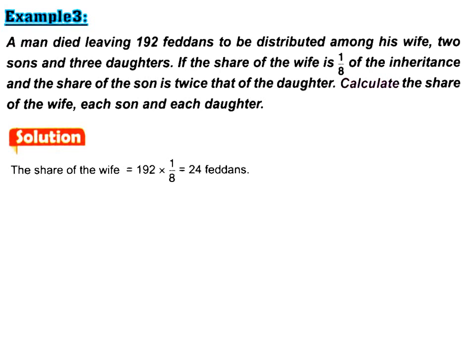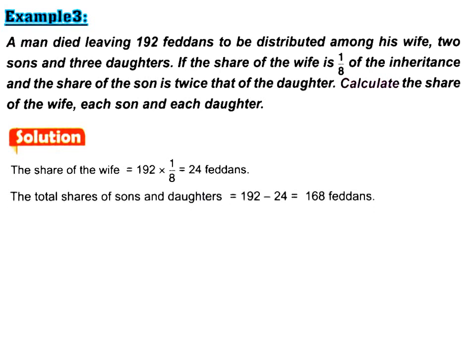Okay, so I will subtract 24 from 192 to get the share of the two sons and the three daughters. The total shares of sons and daughters equal 192, which is the inheritance, minus 24, which equals 168 fadans. So I will distribute 168 between sons and daughters with the ratio.